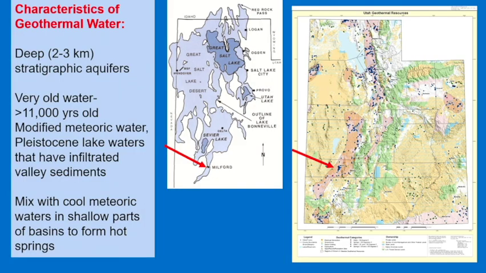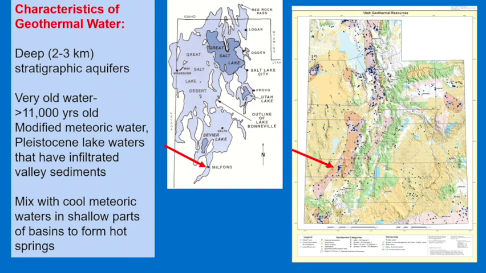Okay, so here's just talking about the water itself. The geothermal water is really separated from the shallow groundwater systems. They're much deeper, down at 2 to 3 kilometers, and it's very old water. It's older than the Pleistocene lake waters. Lake Bonneville was, I can't remember now, 23,000 to 13 or 11,000 years old. So here's the extent of the original Lake Bonneville. The Great Salt Lake is a remnant of it now.